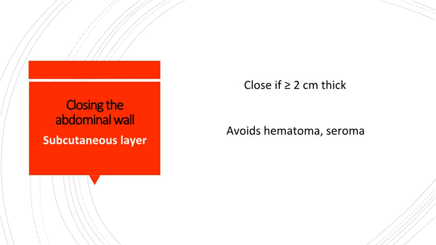The subcutaneous layer, which consists of fatty tissue beneath the skin, plays a significant role in wound healing and overall recovery. Adequate closure of this layer can help reduce complications such as hematomas, seromas, and wound dehiscence. If the subcutaneous fat is less than 2 centimeters, studies suggest that closure may not significantly impact outcomes, so it is usually only reapproximated if it is thicker than this. This layer can be closed with interrupted sutures.